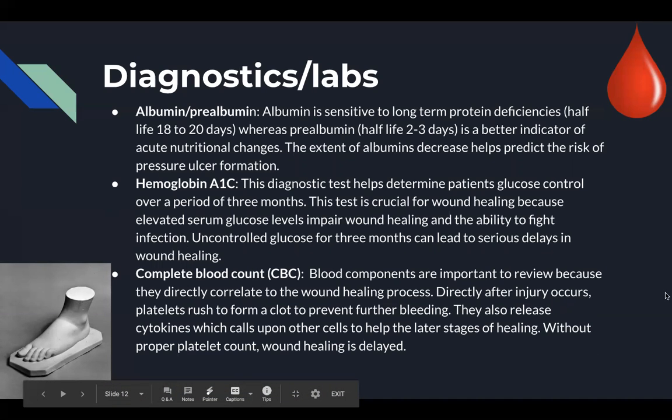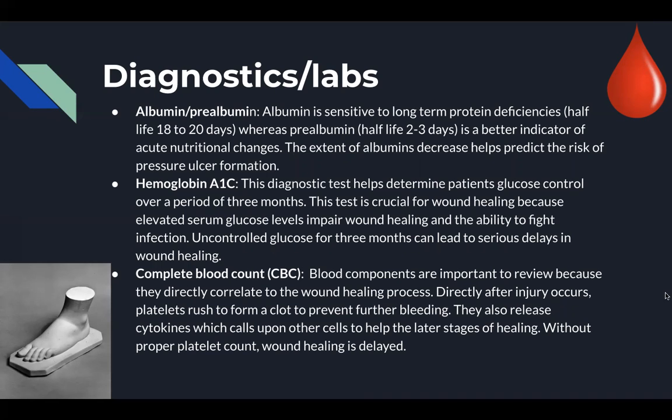Then we have the CBC, complete blood count. Blood components are important to review because they directly correlate to the wound healing process. Specifically, we're going to look at platelets because platelets rush to form the clot and prevent further bleeding, and they also release cytokines, which call upon other cells to help in the later stages of wound healing. Without proper platelet count, wound healing will be delayed.